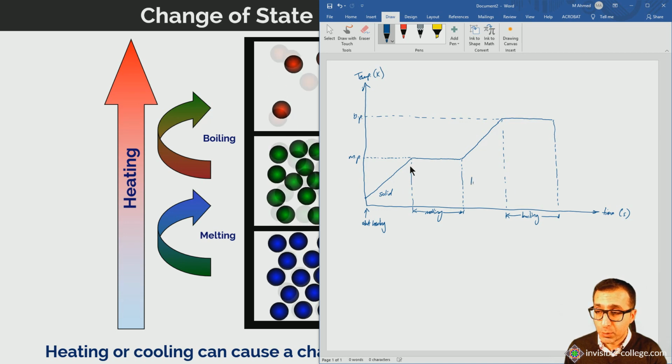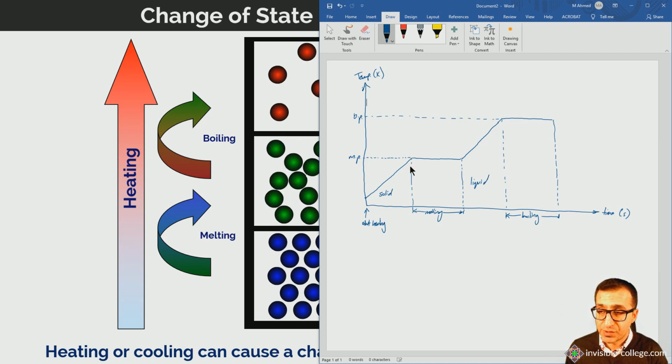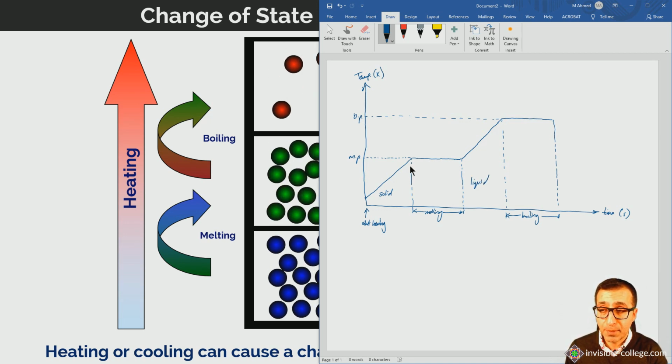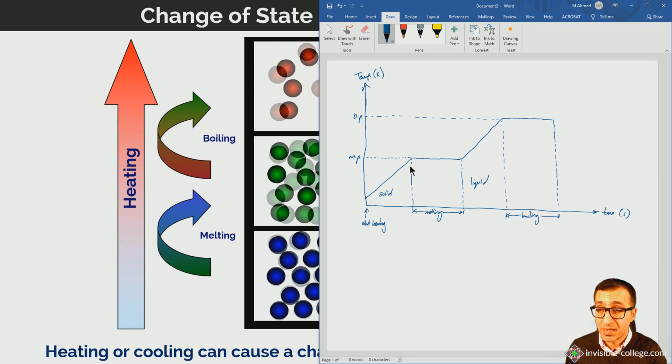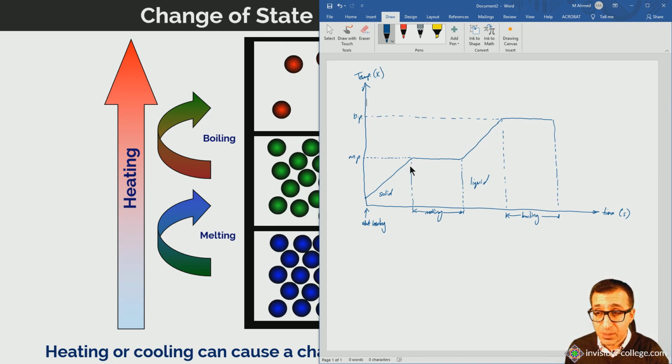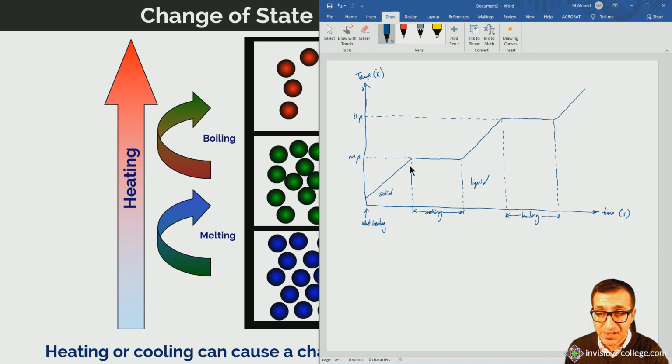So here we have a liquid which we're heating and its temperature is rising. Here we have boiling taking place, and once all the liquid has boiled and become a gas, any further heating will simply raise the temperature of that gas.